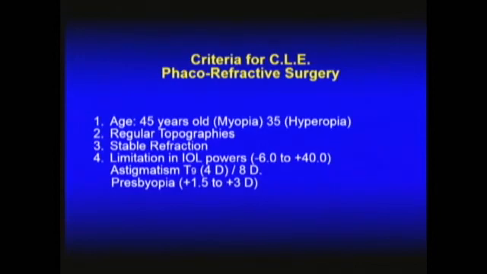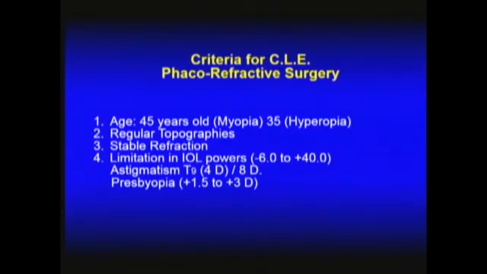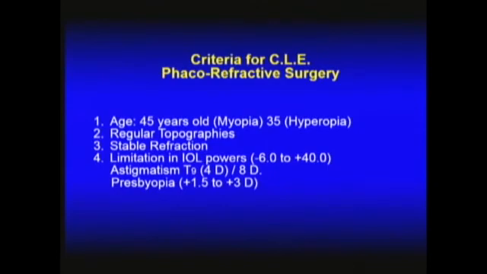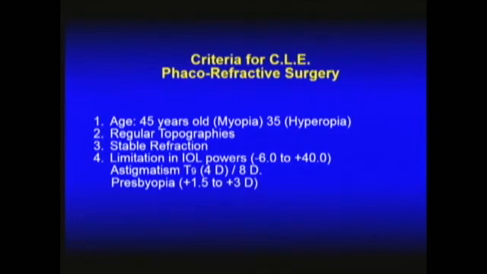For clear lens extractions, phaco-refractive surgery, 45 years old for myopia, 35 for high hyperopias, regular topographies, stable refraction, but we have limitations with the IOL powers. Also for the astigmatic correction with the ICLs. For diopters, I know that there are lenses that you can order to correct up to 8 diopters of astigmatism, and this is the limit for the presbyopia.